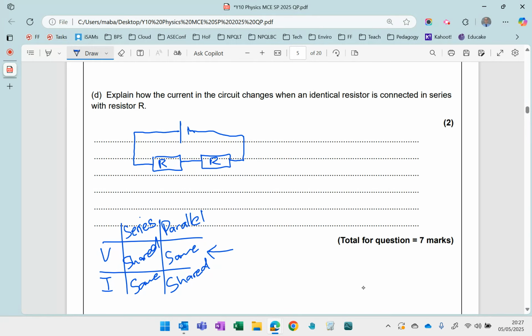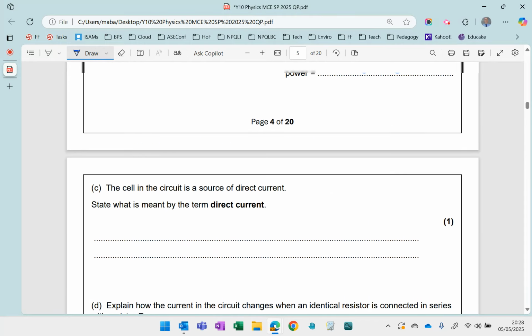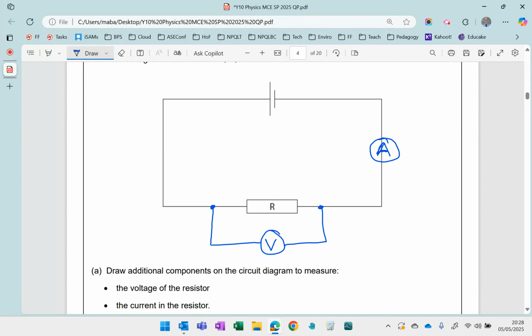Okay, it tells you that the current at this point in the circuit here, I1, is the same as the current here, I2 is the same as the current here, I3 is the same as the current here, I4 is the same as the current here, I5. What it doesn't tell you is what happens if you start putting more or less resistors in the circuit. Okay, so now let's have a think about what's going on.